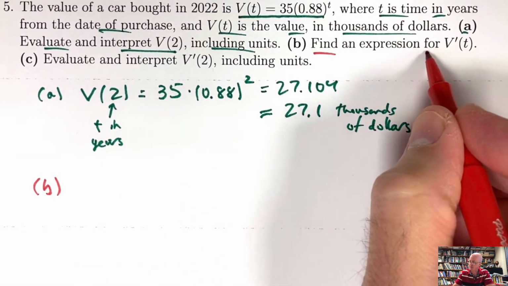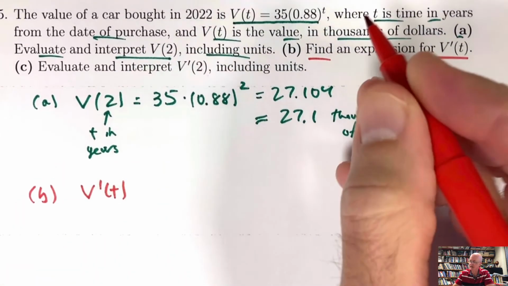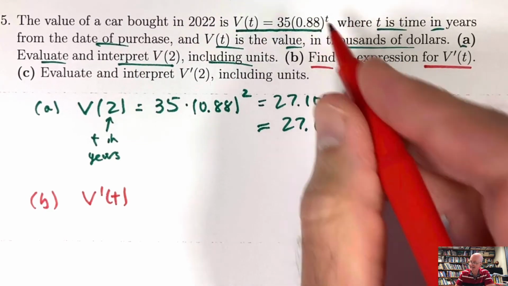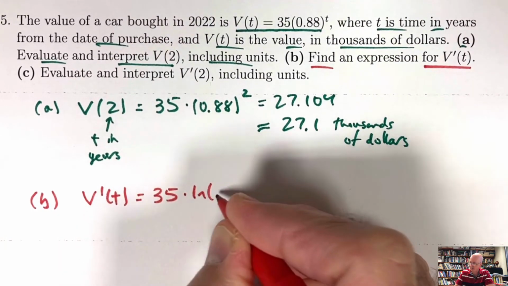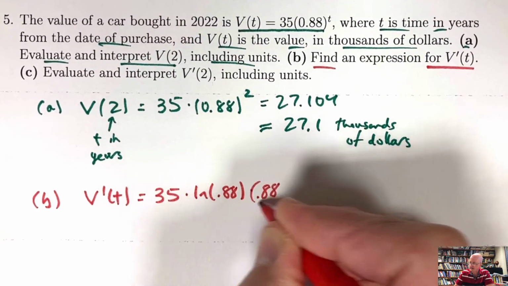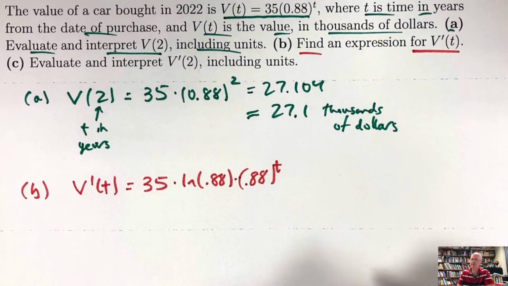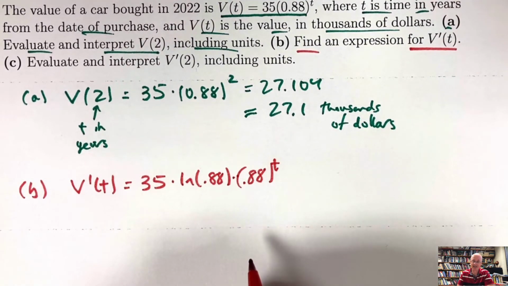Part B. Find an expression for v prime of t. Okay, so we need to differentiate this exponential function. Even though it's exponential decay, it's still exponential. The base is 0.88. The 35 gets carried along for the ride. Natural log of 0.88 needs to get in there, times 0.88 to the t power. There is the derivative. I said the derivative should be negative. That doesn't look negative, does it? Well, guess what? Natural log of a number between 0 and 1, like 0.88, is negative. Okay, so this does have negative values.